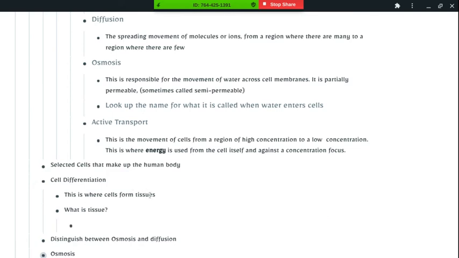Tissue is essentially a group of the same kind of cells. So if you have a group of friends, you guys are the same kind of friend group. So you're essentially one definition of tissue. So cell differentiation is where cells are turned into tissue by grouping up together. All right?